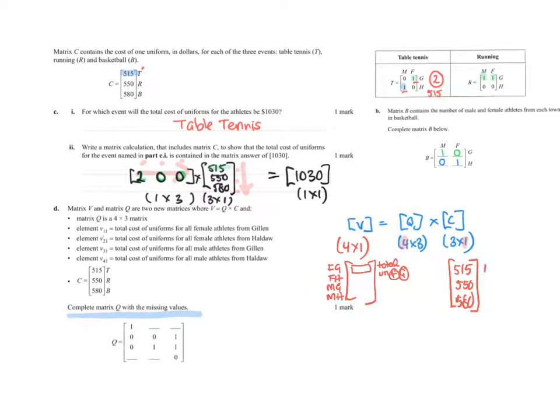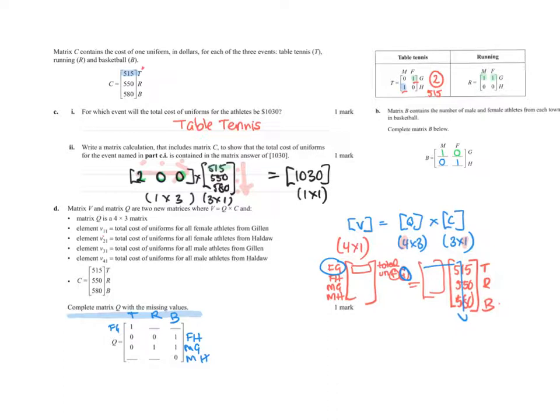This is table tennis, running, and basketball. What is going to happen is I'm going to run across and run down, and this is going to give me the total cost for females at Gillian. So I need to know how many, this first row is going to be all the females doing the sport. So it'll be females, and this will be playing table tennis, running, and basketball. So this is females at Gilligan, females at H, males at Gilligan, males at H.